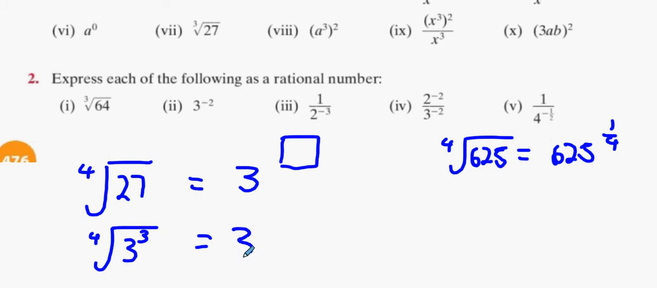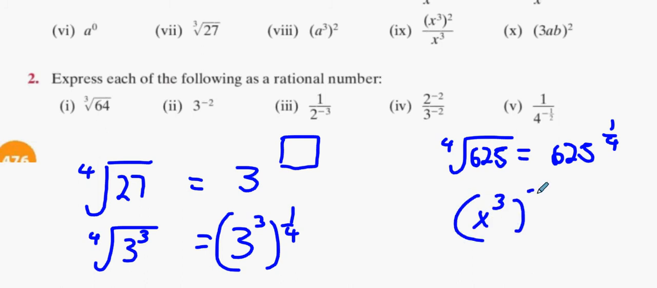Can anybody dare to guess the answer for this one? 3 to the power of 3/4. Not 1/4, 3/4. Because it's actually 3 to the power of 3 to the power of 1/4. Does everybody remember what I did at the start? I asked you what x to the power of 3 to the power of 2 is. And most of you just told me it was x^6, didn't you? Because you multiplied them by each other. So what are you going to do with that 3 and that quarter? Multiply them. Okay? And you'll get 3 to the power of 3/4.